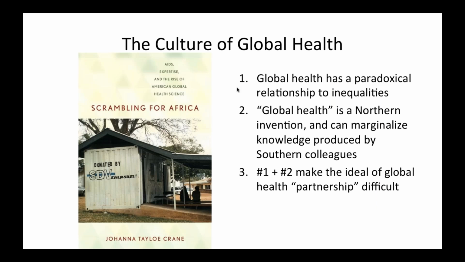Then I want to say some things about an excellent book by Joanna Crane, which is about AIDS and the American global health science. What she does in this book, which might bother people in global health, but that's okay, is show that global health has some paradoxical relationships with inequality. We could even say that the field of global health needs this inequality, and that global health itself is a northern invention and often can marginalize the knowledge produced by southern colleagues.